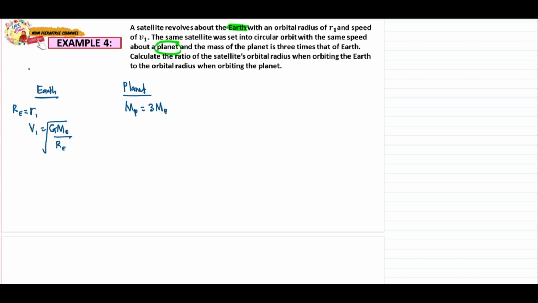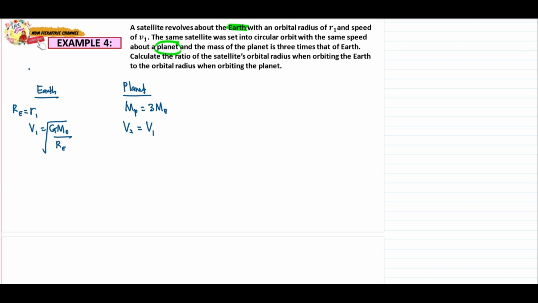And the speed, I put V2. The question already tells us the speed. So the speed of the satellite when it is orbiting the planet is actually given, and it is equal to the speed of the satellite when it revolves around the Earth. So V2 is equal to V1. I write it like that.